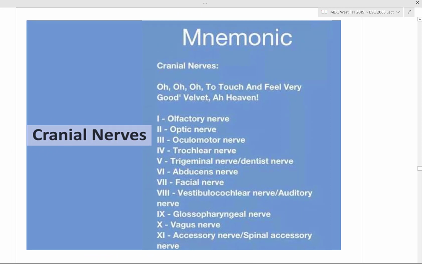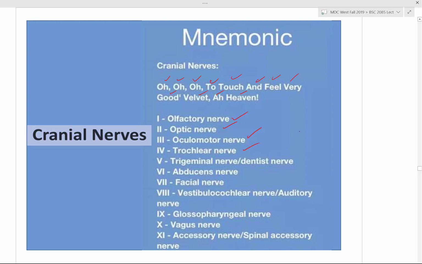So central nervous system, again, brain and spinal cord. What is the mnemonic for your cranial nerves? The mnemonic is: Oh, Oh, Oh, To Touch And Feel... Very Good Velvet, Ah, Heaven. Okay? So, O is for what? Olfactory. The first O is olfactory. The second O is what? Optic nerve. The third O is oculomotor.